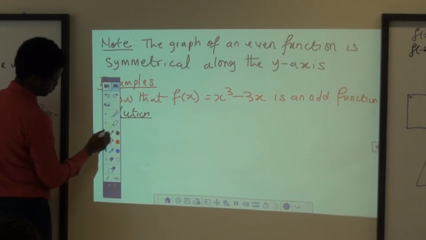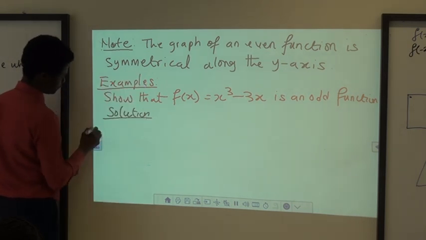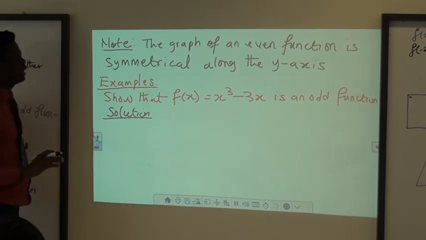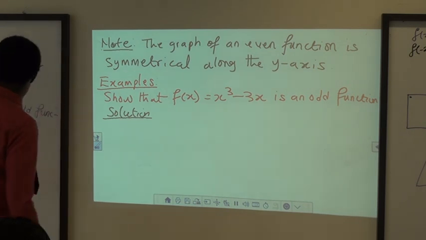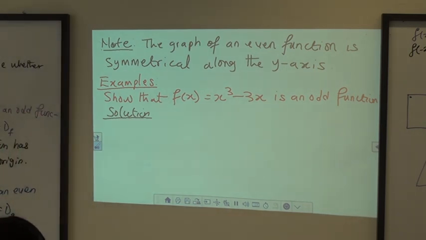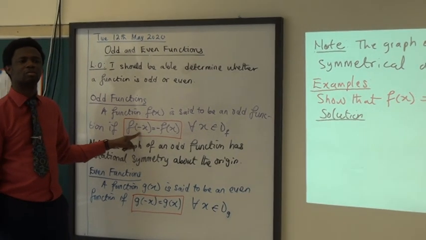Solution to that goes thus. Now, what is the condition for it to be odd? Don't forget, here, you start with the negative and you try to show that that minus can be extracted. You start with the negative, show that it can.